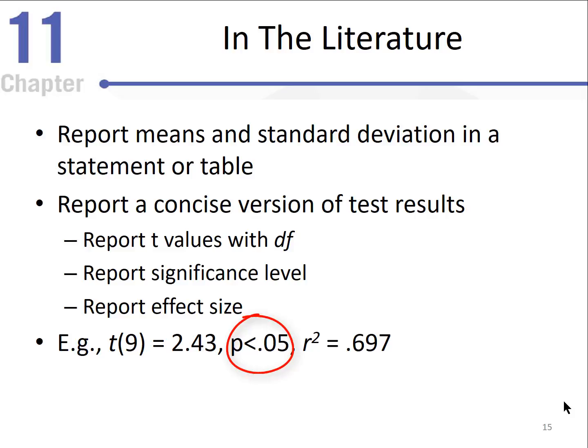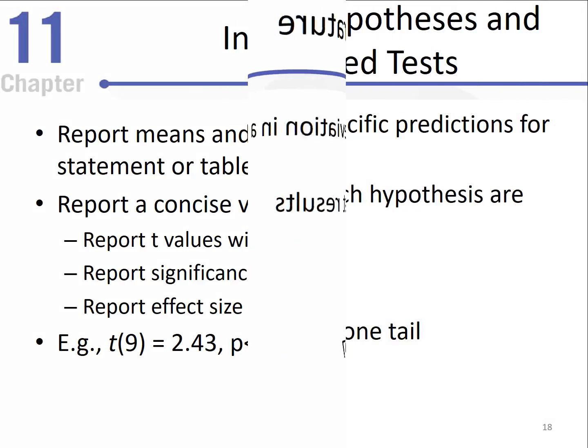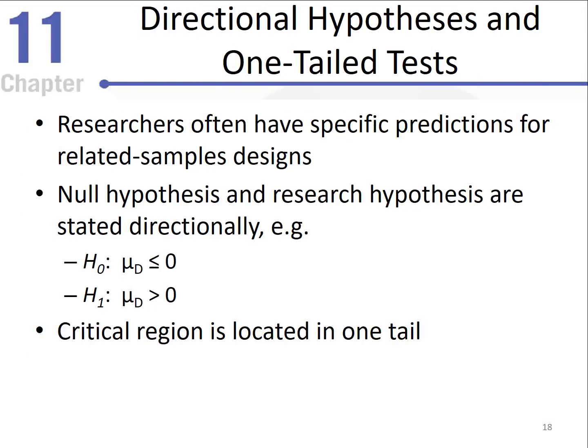So the p tells us that the finding is significant to the 0.05 level. The probability that the finding happened due to chance is smaller than 0.05. For r squared we have 0.697, meaning that 69.7% of the variance in the scores is explained by the independent variable, so by the treatment. Just like before, we can also do directional hypotheses and use one-tailed tests.